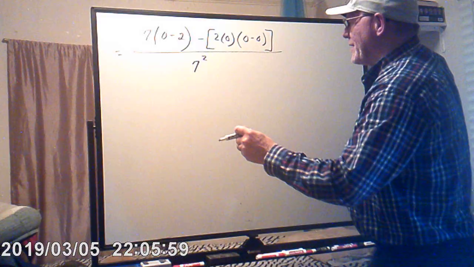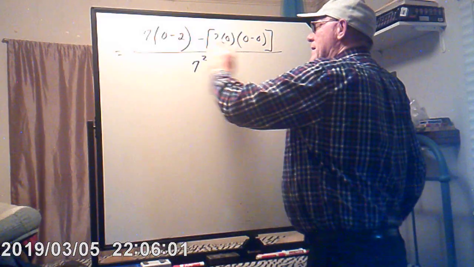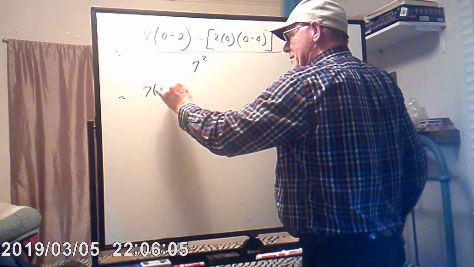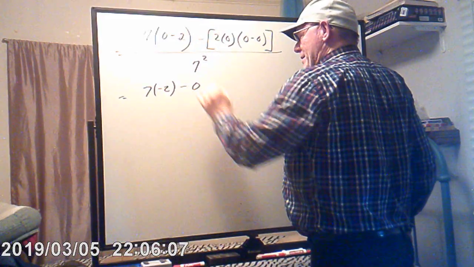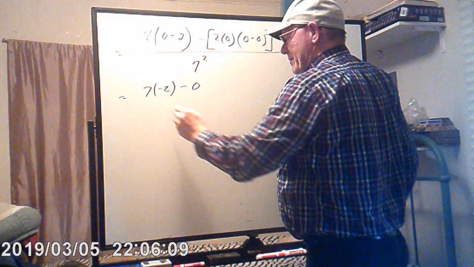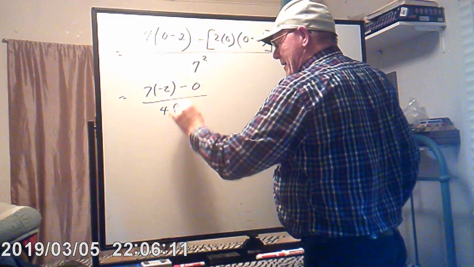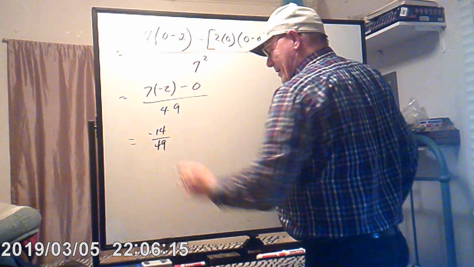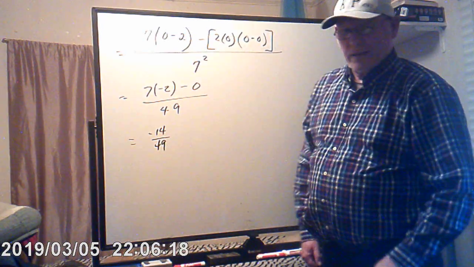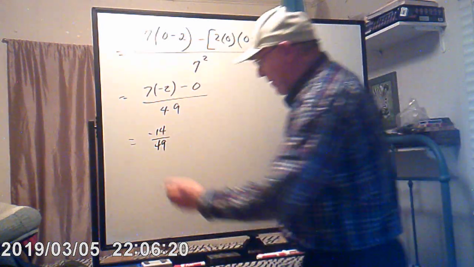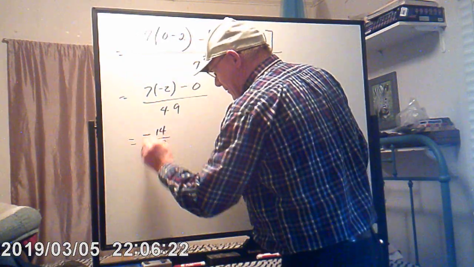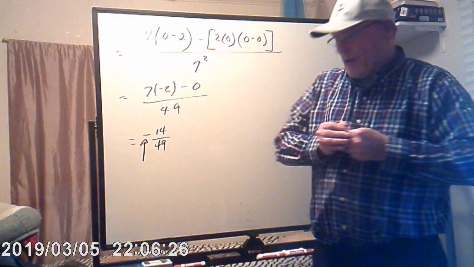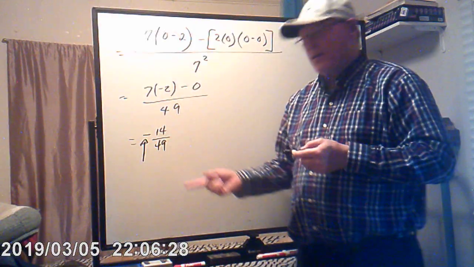So now the top is going to be 7 times negative 2 minus 0. All of this is 0. All over 49, which is negative 14 over 49. You can leave it like that. Now that's really all you want is the sign right here. That's all you were looking for, is that sign, if it's negative, that's taking that second derivative.